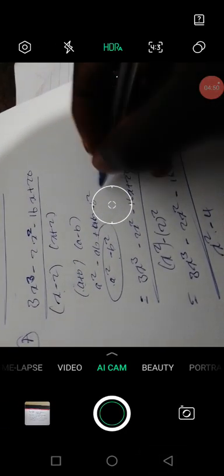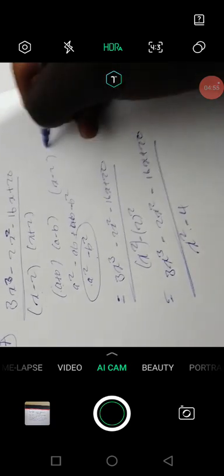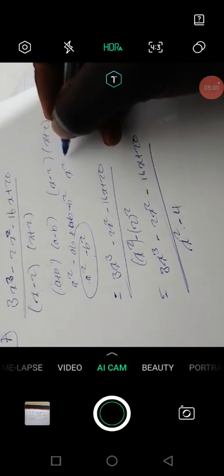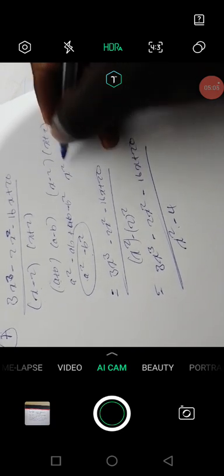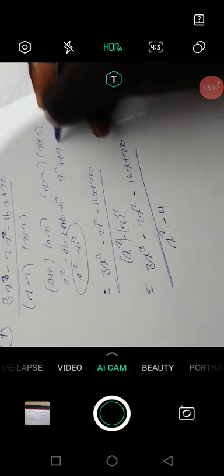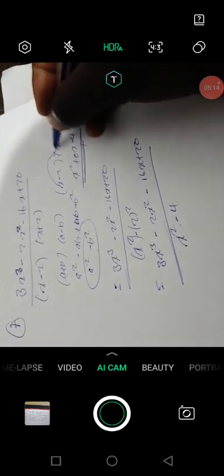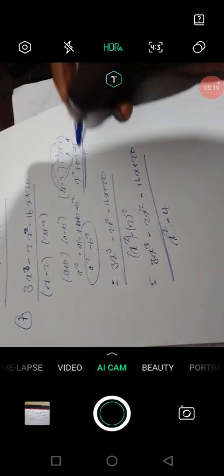Also, the same applies to this, x minus 2 times x plus 2. If I convert it into a quadratic equation, it will be x squared plus 0x minus 4. Isn't it? Yes, this multiplying with this, again this multiplying with this, gives this. Let's go ahead.